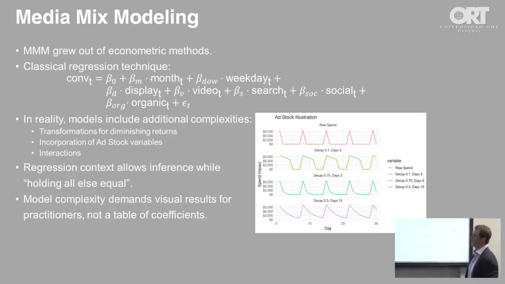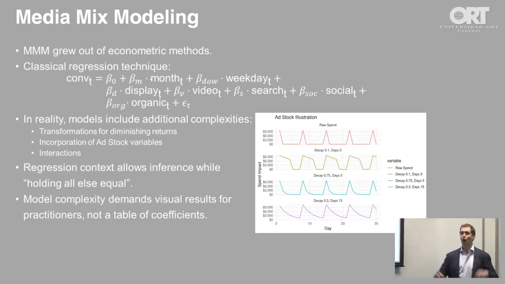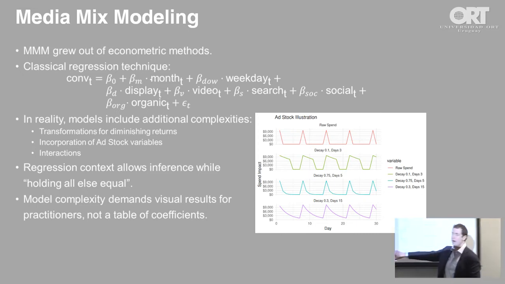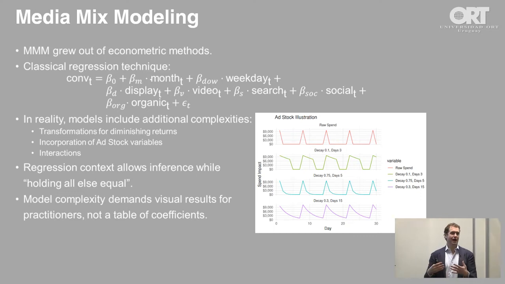The regression context allows us to hold all else equal. I am contractually obligated as a statistician to now say all models are wrong, some are useful, the famous George Box quote. But the idea is that we can look at the independent impacts of each one of these channels. And then I would just mention that the model complexity really demands some way for advertisers to work with it.